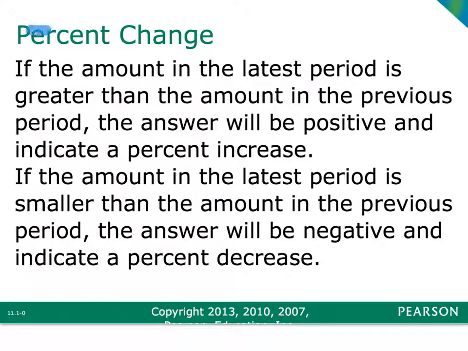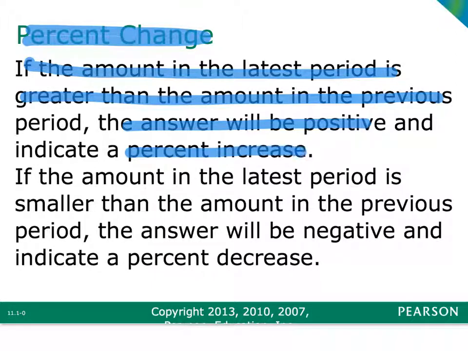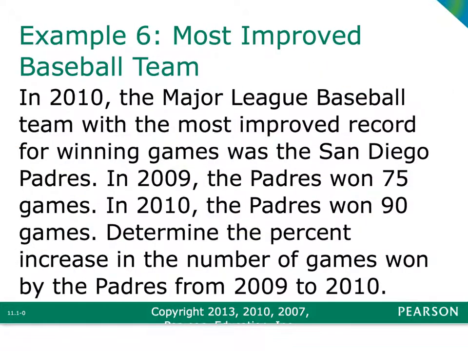Okay, first let's note this for percent change. If the amount in the latest period, now, is greater than the amount in the previous period, the answer will be positive, which means a percent increase. If the amount in the latest period is smaller than the amount in the previous period, which means it's going down, the answer will be negative, and that indicates a percent decrease. So sometimes we'll have an increase, sometimes we'll have a decrease, depending on what happened between now and before. Okay, let's look at an example.